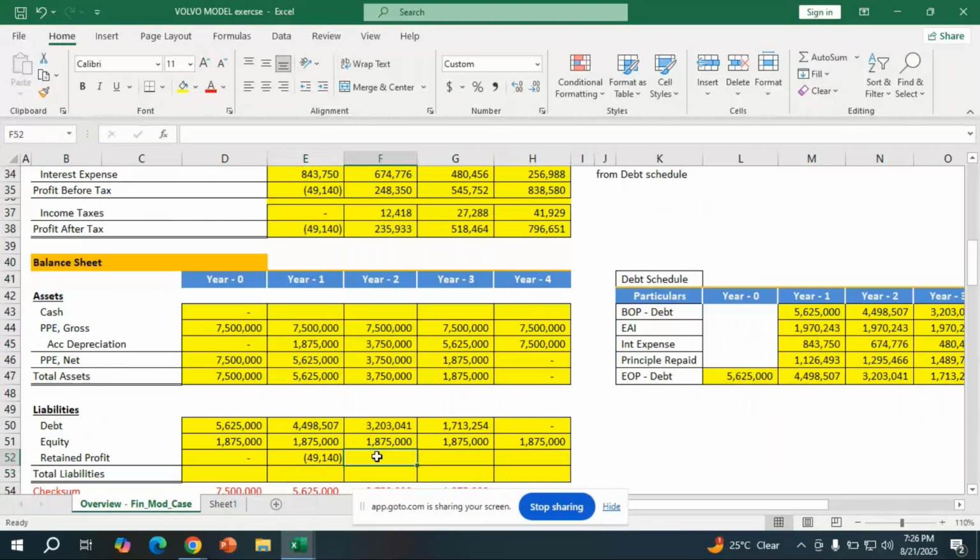Again, for year 2 equals to year 1 plus year 2's. As I told you, you'll have a change in this value once we arrive at the net amount of cash. Again, equals to this amount plus this. Again, equals to previous year plus current year's PAT.